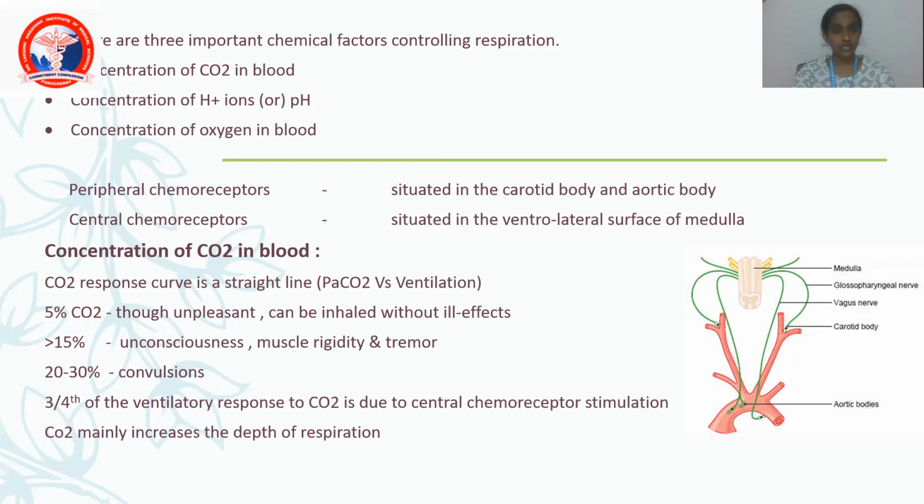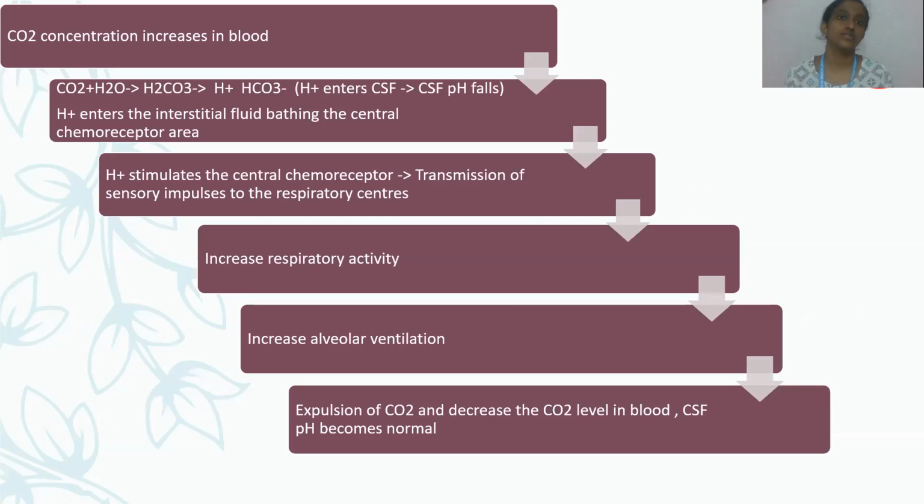Actually, this carbon dioxide will act on the central chemoreceptor, and its main role will be to increase or decrease the depth of respiration. So this is a flow chart which says that whenever the carbon dioxide content increases in the blood, it will combine with water to form carbonic acid, which in turn splits to form H plus and HCO3 minus ions. Actually, this H plus only will enter the CSF.